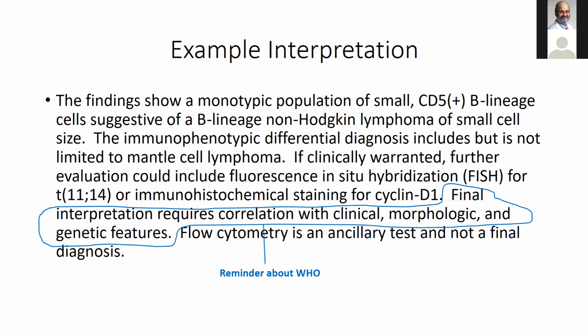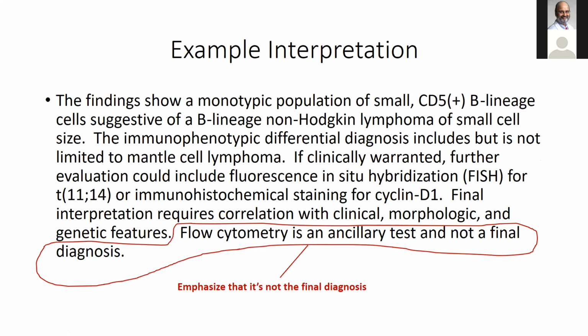Now, next in my interpretation, I'm going to remind everybody that the WHO requires more than just an immunophenotype to make a diagnosis. So I'm going to tell them that final interpretation is going to require you to use the immunophenotype in correlation with the clinical features, the morphologic features, and the genetic features. And then lastly, I'm once more going to highlight that flow cytometry itself is an ancillary test and it is not a final diagnosis.